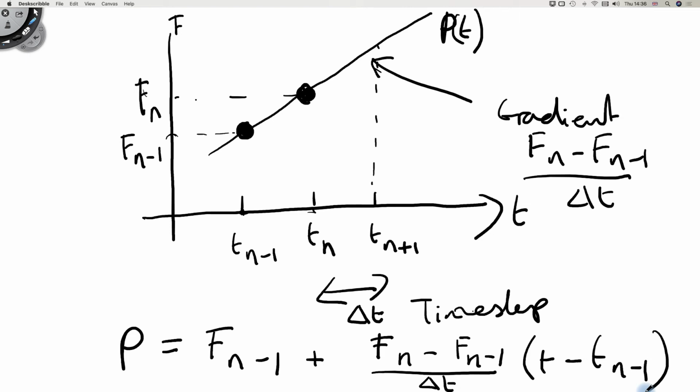Okay, so all we need to do then is substitute that in for our expression for f. So this is the approximation, and then integrate. And that's how we get our scheme.